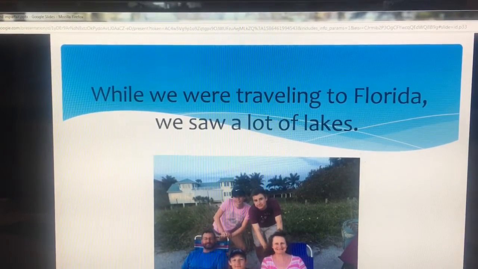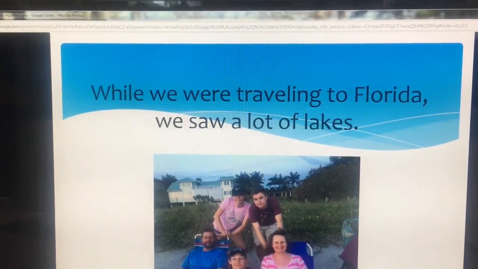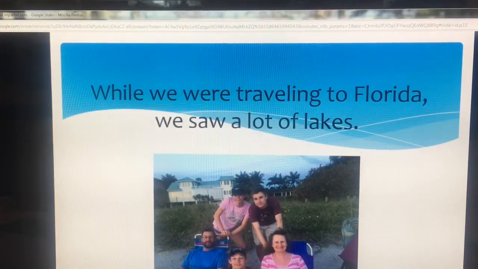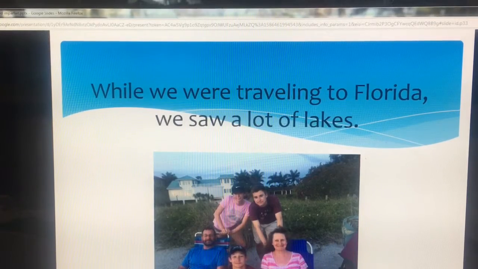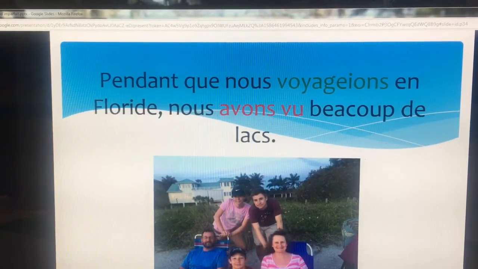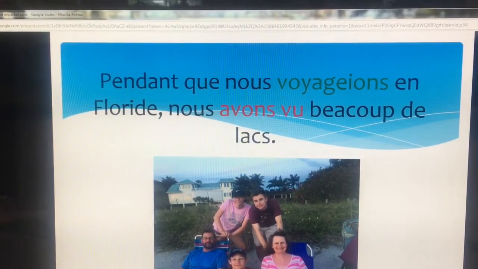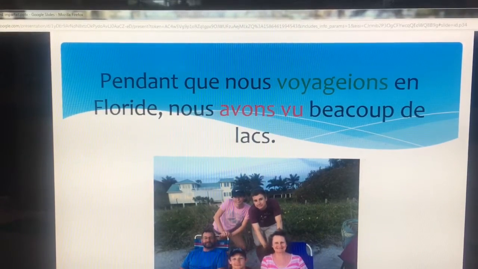While we were traveling to Florida, we saw lots of lakes. So ongoing action, we were traveling. It has the ing on the end. So therefore it's imparfait. We saw a lot of lakes is also passé composé. Pendant que nous voyagions en Floride, nous avons vu beaucoup de lacs.